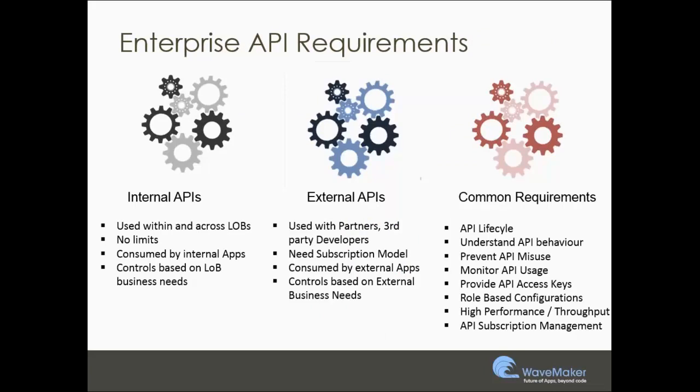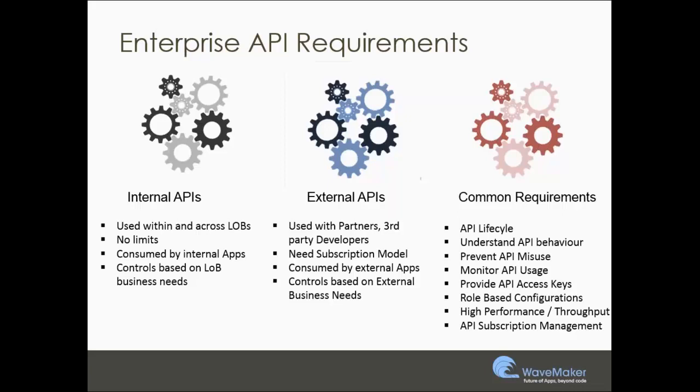In terms of enterprises, there are two sets of APIs. There are internal APIs and there are external APIs, right? As we talked earlier, there are enterprises that take their APIs for internal consumption. In that scenario, what we are looking at is these APIs are mainly being used by line of business applications. Typically, there are no limits in terms of the usage of these APIs. The APIs are mostly consumed by internal apps, and the kind of controls and security mechanism that you put in these APIs are governed by the line of business needs.